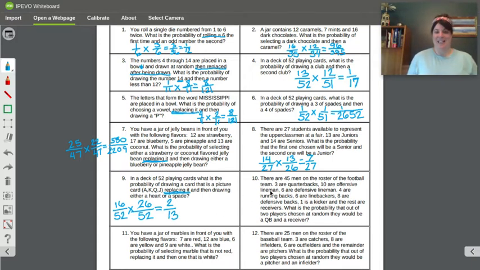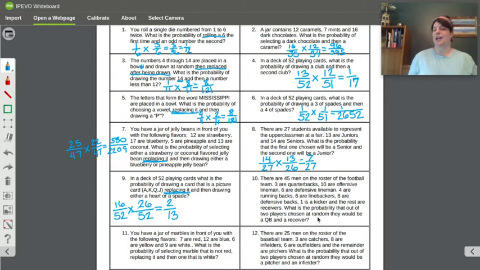All right, number 10, we're getting through them. There are 45 men on the roster of the football team. 3 are quarterbacks, 10 are offensive linemen, 6 are defensive linemen, 4 are running backs, 6 are linebackers, 8 are defensive backs, 1 is a kicker, and the rest are receivers. What is the probability that out of 2 players chosen at random, they would be a quarterback and a receiver?